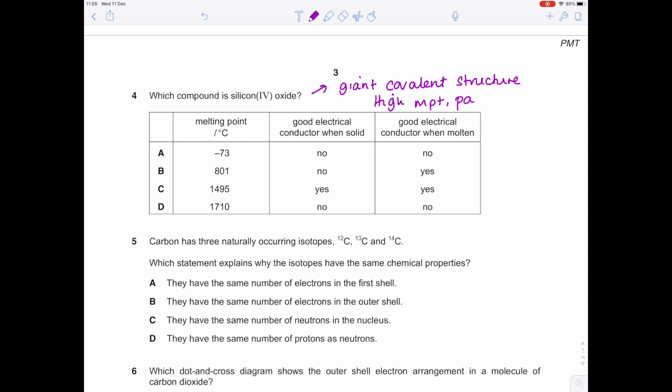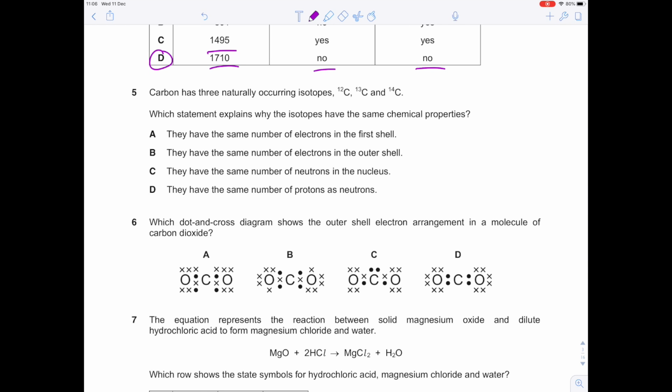It's a poor conductor, both when solid and molten. So looking at the melting points, C and D are high. We need to know from the conductivity point of view when solid and when molten, which is why D is the answer. 5. Carbon has 3 naturally occurring isotopes.